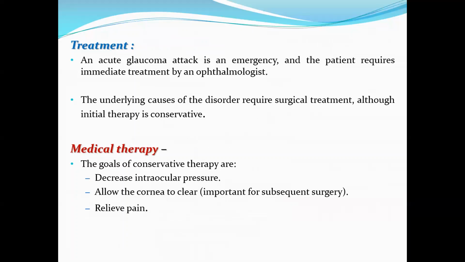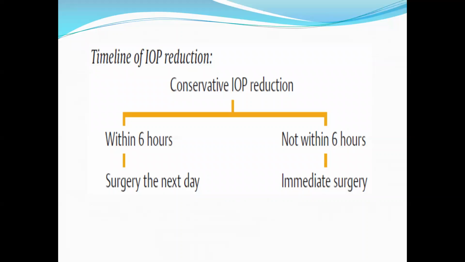Treatment. An acute glaucoma attack is an emergency and the patient requires immediate treatment by an ophthalmologist. The underlying causes of the disorder require surgical treatment. Also, initial therapy is conservative. The goals of conservative therapy are to decrease intraocular pressure, allow the cornea to clear, and relieve pain. If conservative intraocular pressure reduction is achieved within 6 hours, surgery the next day; if not within 6 hours, immediate surgery.